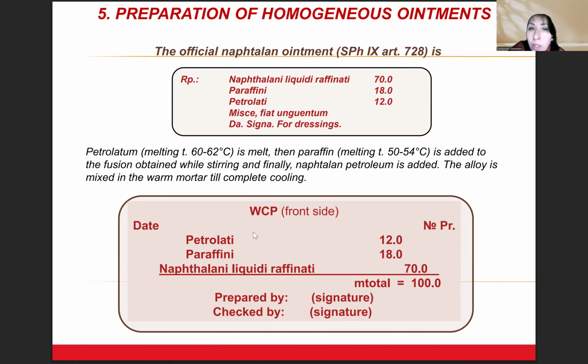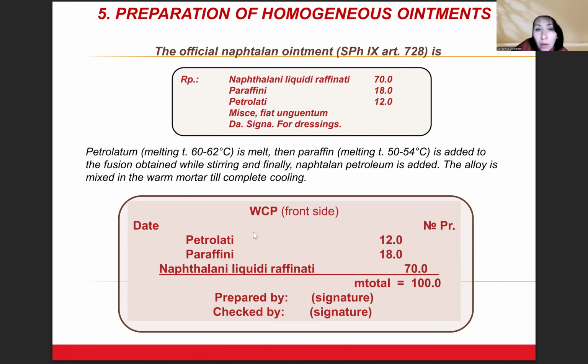Next one, ointment that is called alloy. What is this? It can be something like here. Naphthalani liquidi raffinati, paraffini, petrolati. Petrolatum melts at the temperature 60 to 62 degrees. Paraffin is melted at the temperature 50 to 54 degrees. Naphthalani liquidi raffinati, this is a liquid. And we need somehow to make an ointment out of these three substances. They are mixable and fusible.